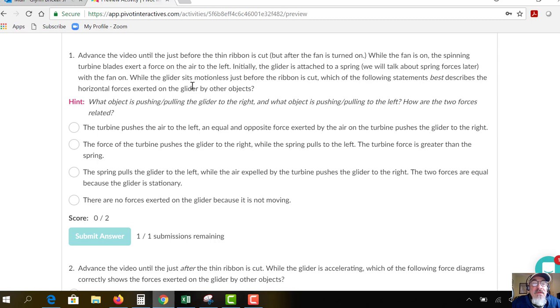While the glider sits motionless just before the ribbon is cut, which of the following statements best describes the horizontal forces acting on the glider? So just the forces on the glider. Okay, so think about that. Think about making a free body diagram for the glider. So that's when it's not moving, it's sitting motionless. So there is no net force then, right? There's a turbine force on the glider. I don't want to say too much. One way, something's holding it back the other way. So, think about that.